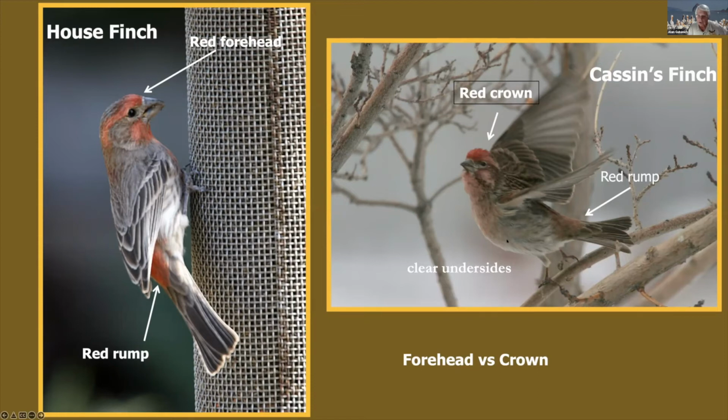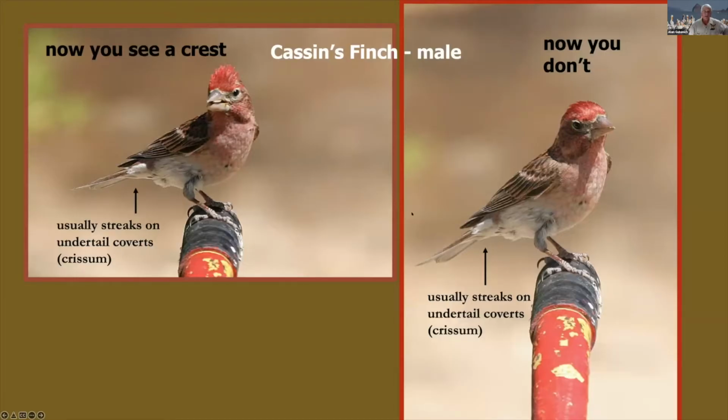Notice also clear on the undersides, except for maybe some streaks on the flanks. Whereas remember, the house finch is streaked on the undersides. The Cassin's finch can also raise its head feathers up in a crest like this, okay? So here you can see a crest on this entire red crown. Now they drop it, so you can see a crest or you can't. Notice again the streaks on the undertail coverts or the crissum.